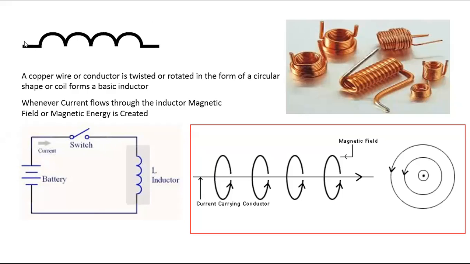So when current flows through the inductor, we are having one switch on and off, and it is connected to the battery. So now the current flows through the inductor. When current flows through the inductor, which energy is created? Magnetic energy is created. Yes, now you see, whenever current flows through the inductor, magnetic field or magnetic energy is created.